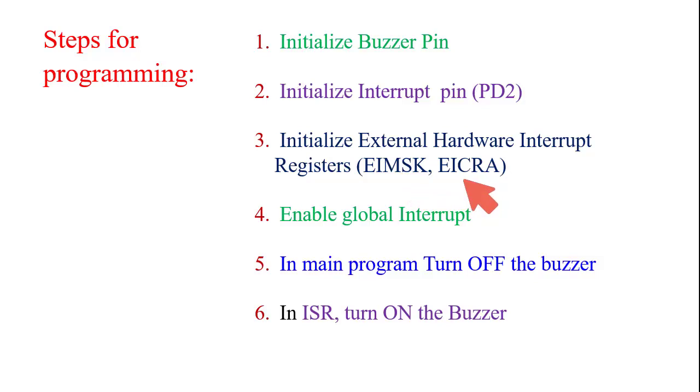I have already explained the function of these two. Next we need to enable the global interrupt. Next, in the main program we will write the programming part to turn off the buzzer, and in the interrupt service routine we will write the code to turn on the buzzer. Now entering into the coding part.